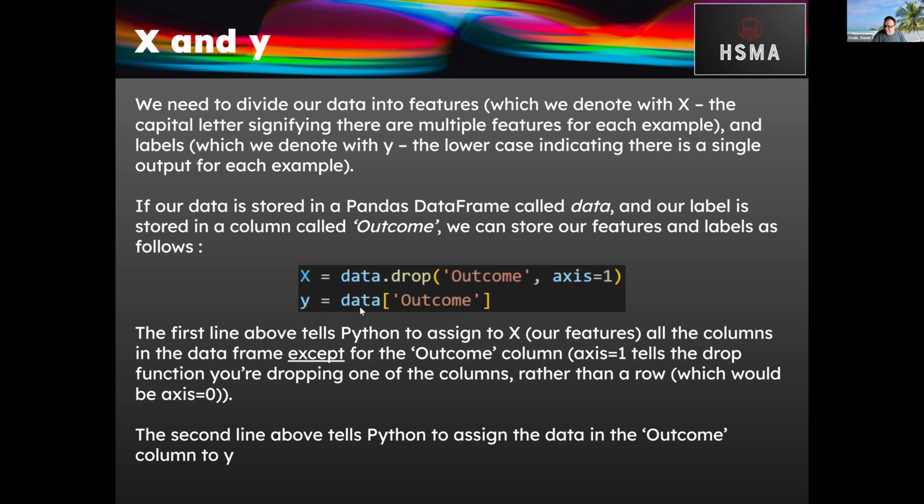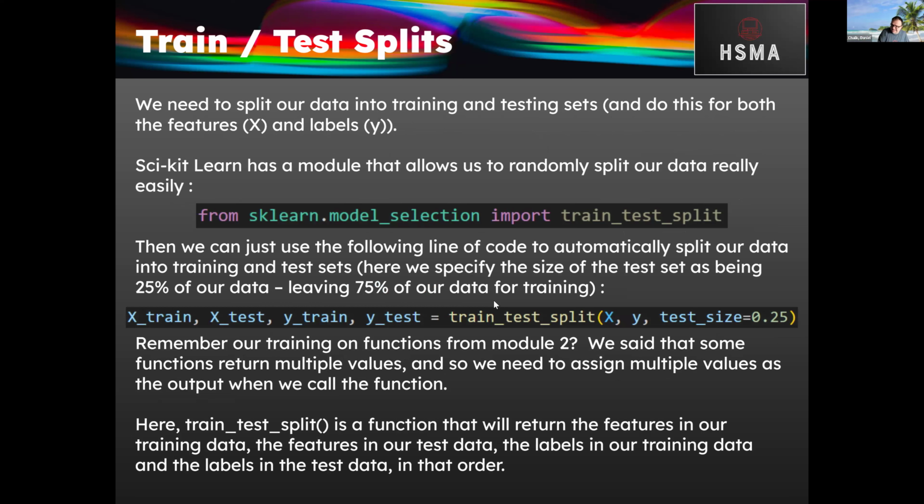And that, or a variant of that, is going to be a very common thing that you write to split your data into features and labels. It'll be a variant of that, just with the names changed for whatever your data frame's called, whatever your columns are called. So that's easy. That's all you have to do. Okay. Second step, we need to split our data into train test splits.